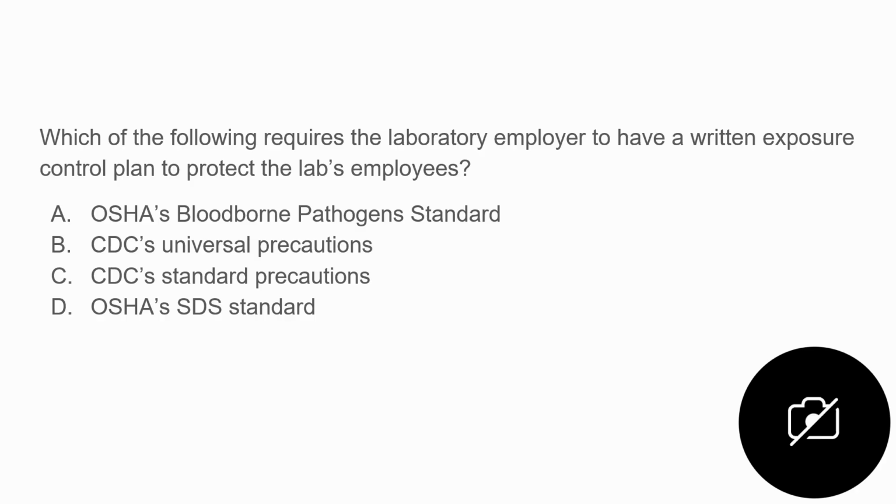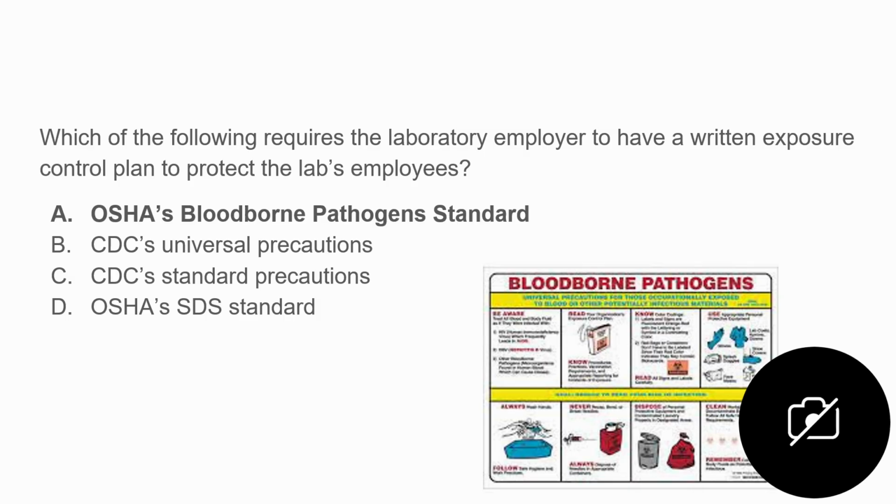So if you look at this: which of the following requires the laboratory employer to have a written exposure control plan to protect the lab's employees? Now, if you were paying attention before, that would be OSHA's, the Occupational Safety and Health Administration, Bloodborne Pathogen Standard. OSHA sets the standard for a lot of workplace safety regulations, but the Bloodborne Pathogen Standard deals specifically with the medical facility and staff's potential to be infected by body fluids.